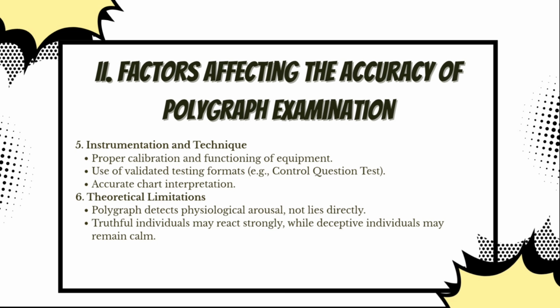Lastly, we have theoretical limitation. It is important to remember that a polygraph does not directly detect lies. It only measures body reactions like heart rate and breathing. This means a truthful person might appear nervous, while a person who is lying might stay calm.